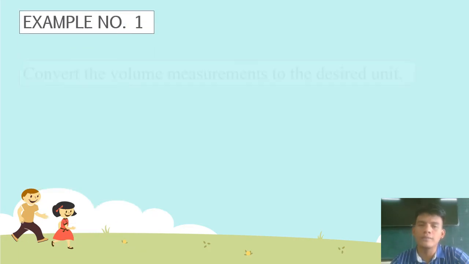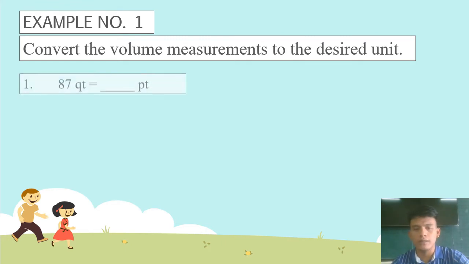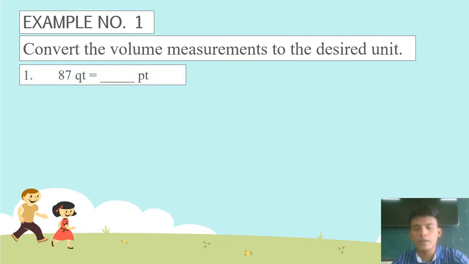Example number 1. Convert the volume measurements to the desired unit. 87 quarts, how many pints? Convert that into pints. Solution.